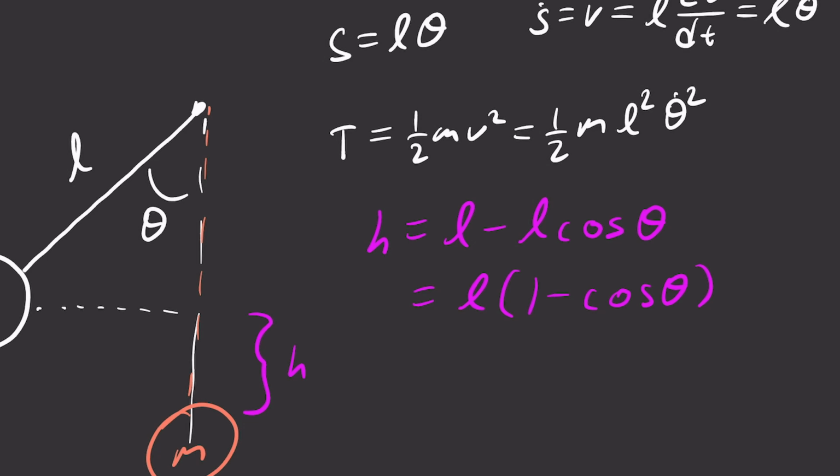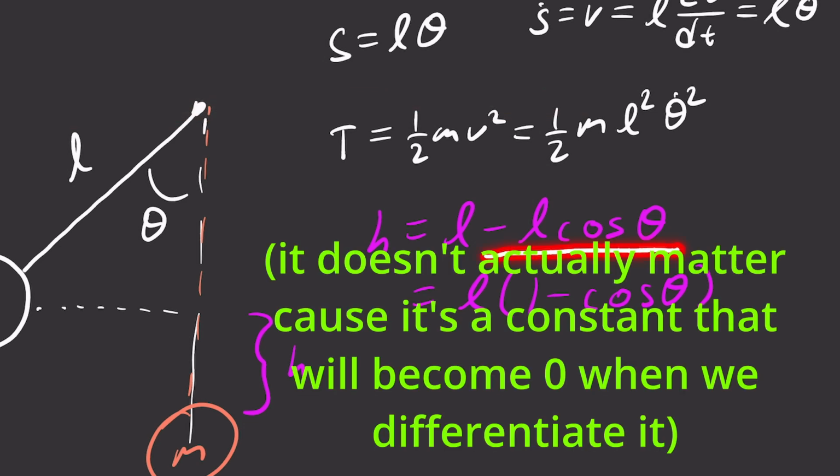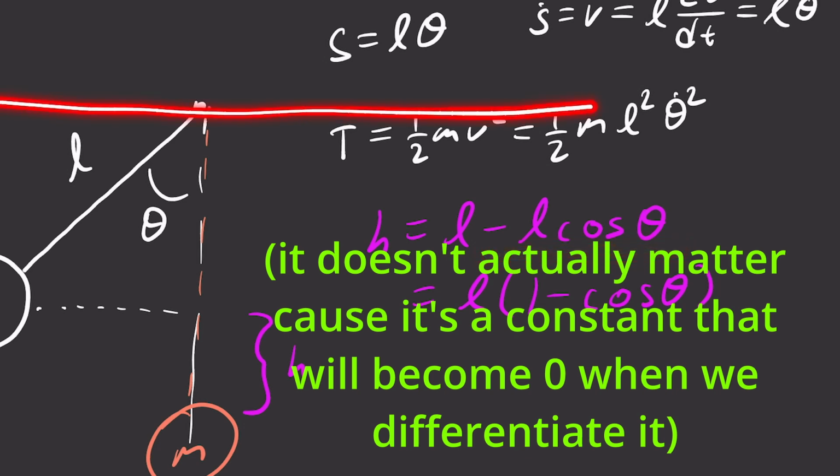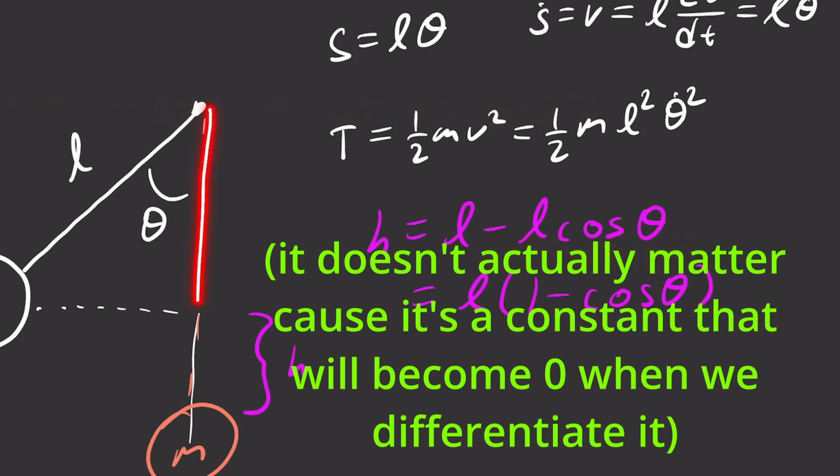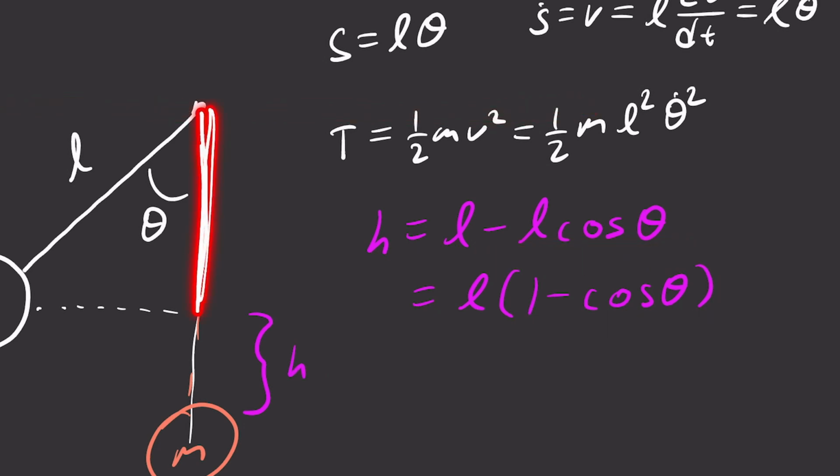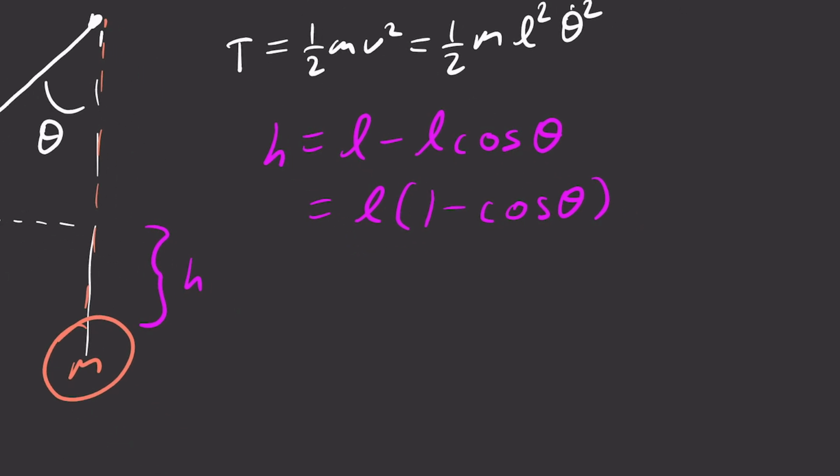Although this is kind of unnecessary, you could also just disregard this and place the origin up here and say that the height is just negative L cosine theta because it's below the origin. So you could just write the height as negative L cosine theta.